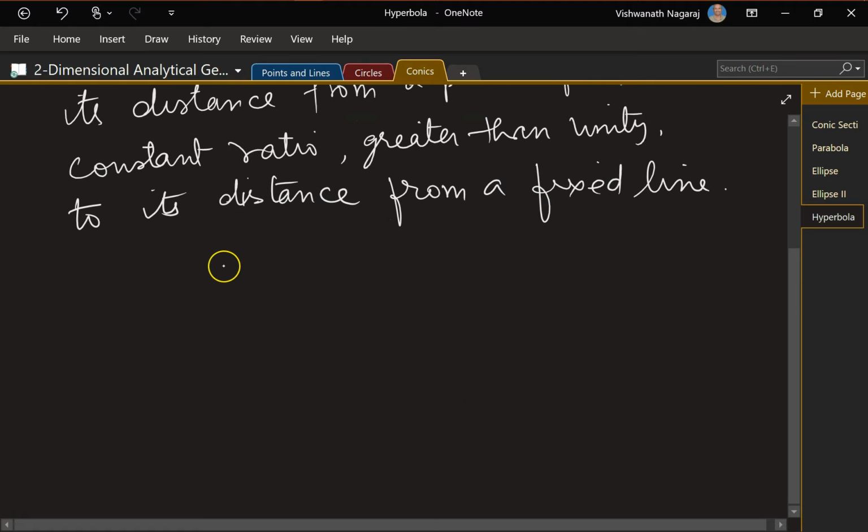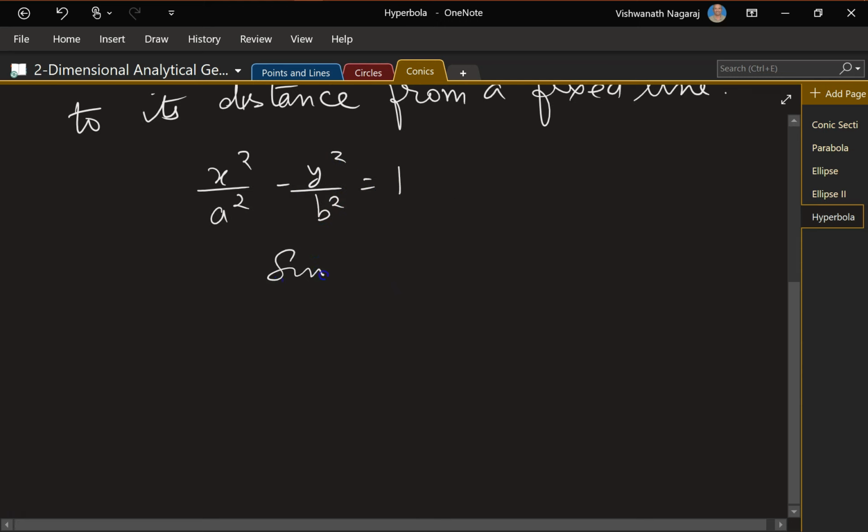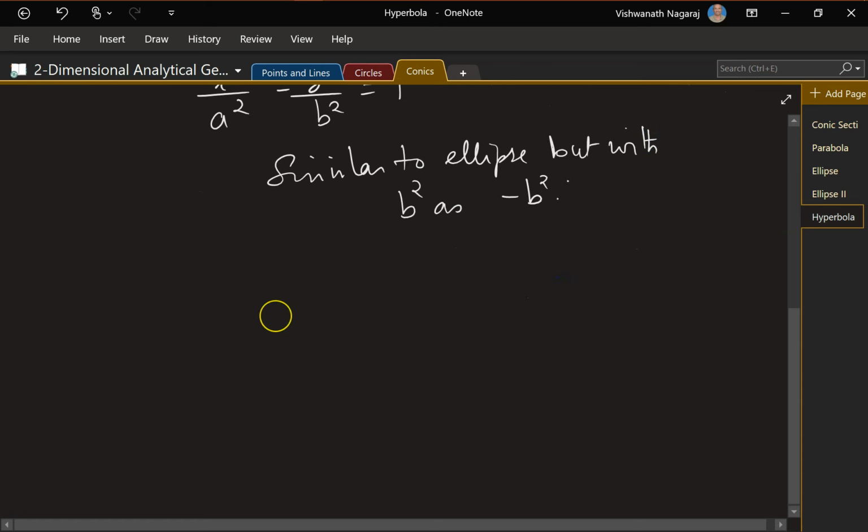The equation for this is x squared by a squared minus y squared by b squared equal to 1. Similar to the ellipse, but with b squared as minus b squared. Let's see how we can derive this, how we can prove that it is the correct equation.